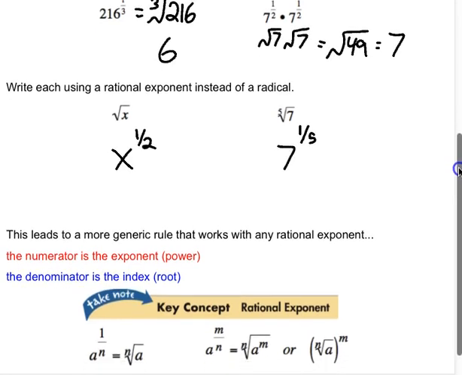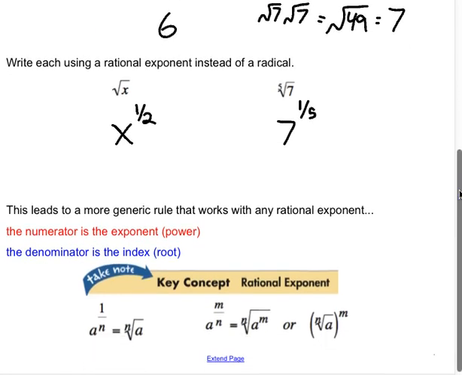All right, now, there is a more generic rule. The generic rule is when you're dealing with a rational exponent, like we said, its bottom is the root. The numerator, the top of the fraction, is actually the power. It's the exponent of whatever is there. Now, just me telling that to you probably doesn't make much sense. I think it's going to make a lot more sense once I dive into some examples of what that looks like.